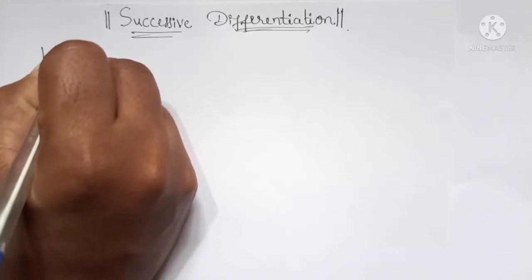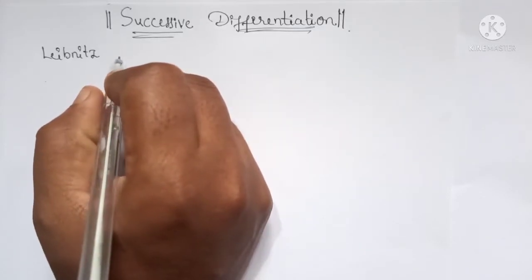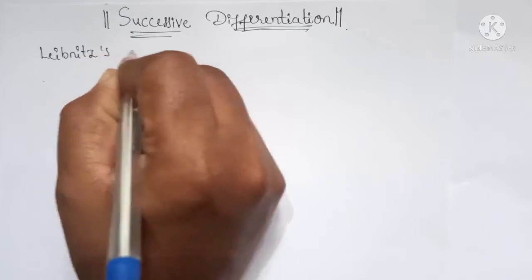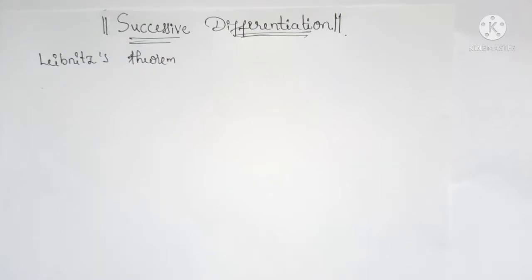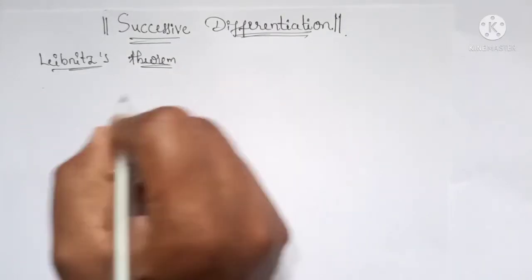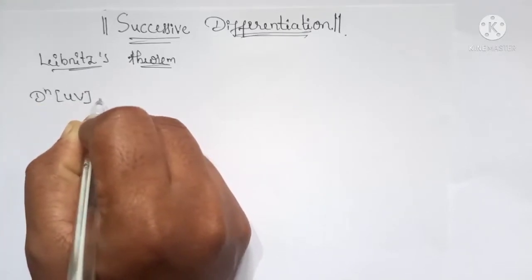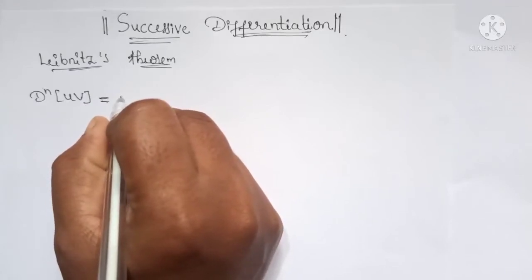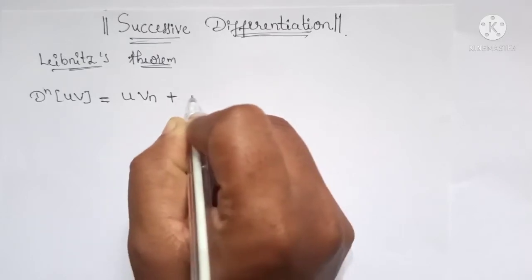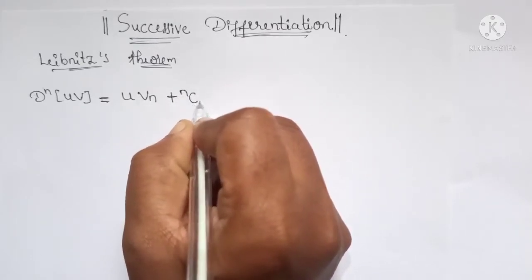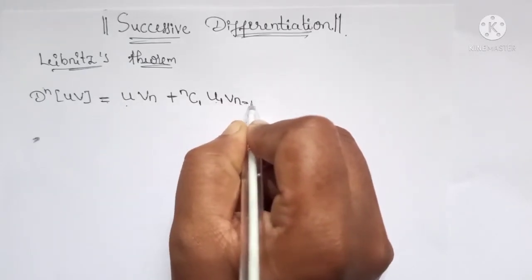This Leibniz theorem is applied for functions of the product form. The Leibniz rule, or Leibniz theorem, states that the nth derivative of two functions of the product form, that is uv, is equal to u as it is times the nth derivative of v, plus the constant nC1 u1, that is the differentiation of u, times v(n-1).